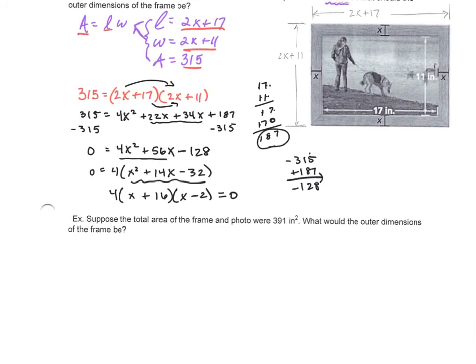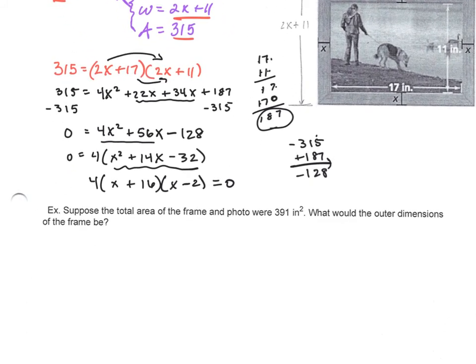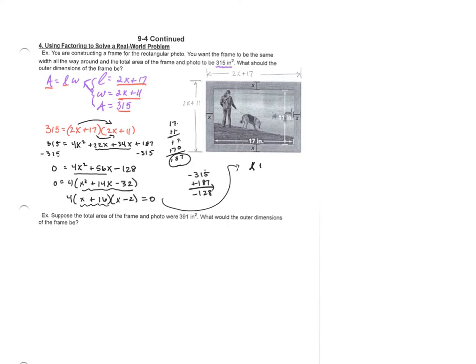And now what I can do is solve for x using my factors here. So I'm going to bring this over here, and that is going to tell me that x plus 16 equals 0, or x minus 2 is equal to 0. So that's, of course, doing my simple inverse operations. X is going to be equal to negative 16, or x is going to be equal to 2.